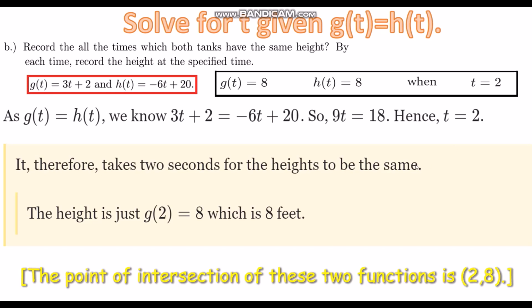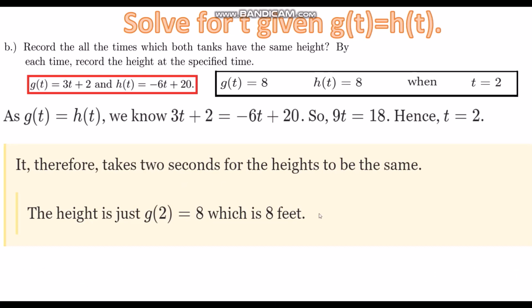But we want to know the height of the liquid here. So the height is just whatever our function is at that time. So G of 2 seconds equals 8. That spits out the height. So it's 8 feet. So at the time t is equal to 2 seconds, we get our value of our height equal to 8 feet.